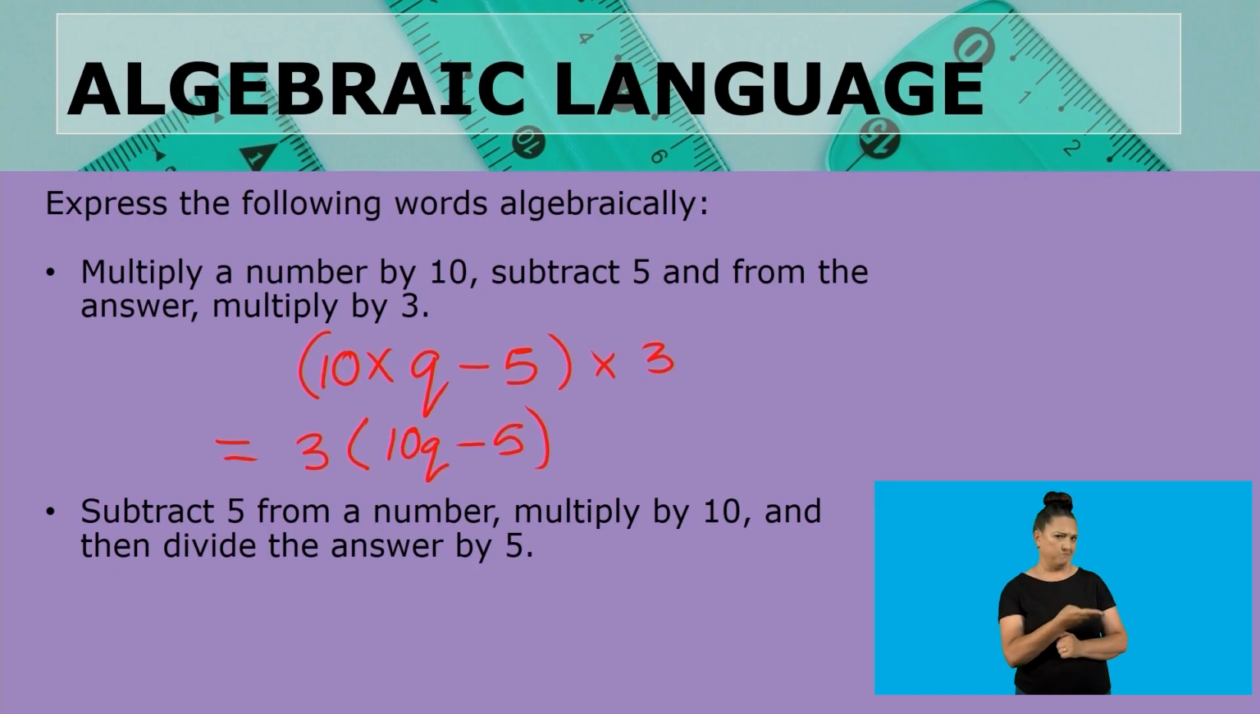Let's look at this one here at the bottom. So it says there, subtract 5 from a number, multiply by 10, and then divide the answer by 5. So let's look at it step by step. Now we are going to subtract 5 from a number. Let us use B. So from B, we are going to subtract 5. Then we are going to multiply by 10. That means that after I've subtracted 5 from my number, I'm going to multiply by 10.